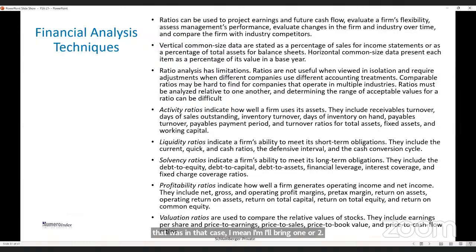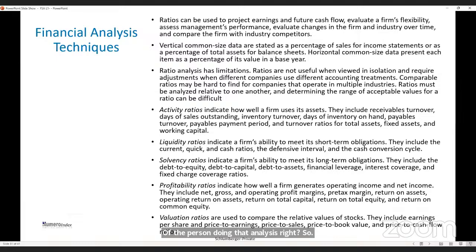All right, so like I said, the next one is financial analysis techniques, right? These are doing your ratios, your vertical common size. Although you should be careful that your ratios have limitations. They are not useful when you view them in isolation. So that means you need to make different adjustments for different companies so that you can use them for comparability. Another thing we normally say is that your analysis is as good as the bias of the person doing that analysis, right? So these are also some of the limitations.